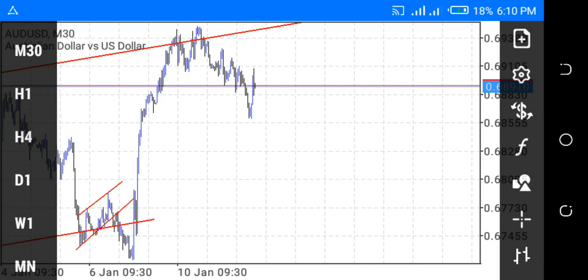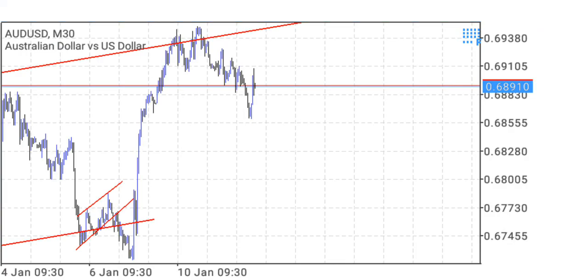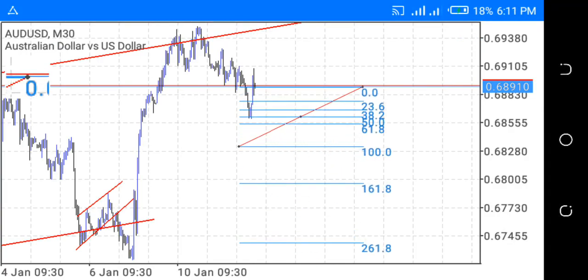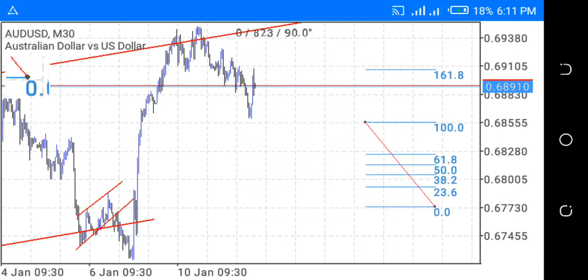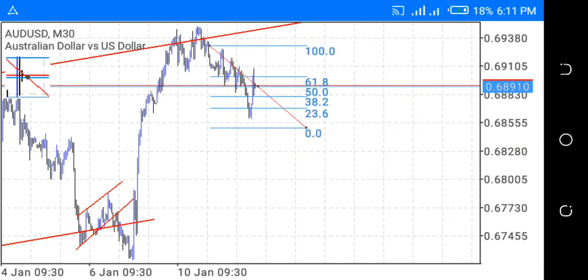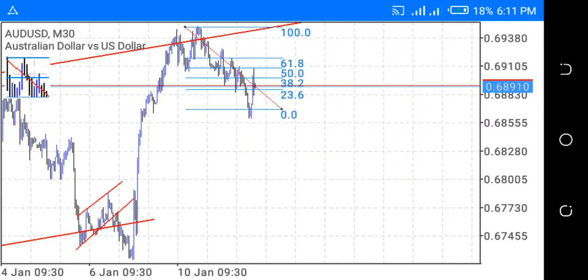Now, to get the Fibonacci, you can easily click here, get the tool here. Now, to draw it, like the last video I told you about the bullish, you can use the 0 to 100 in the bullish, but when it comes to the bearish, it is 100 to 0. So you place it on the last swing high.